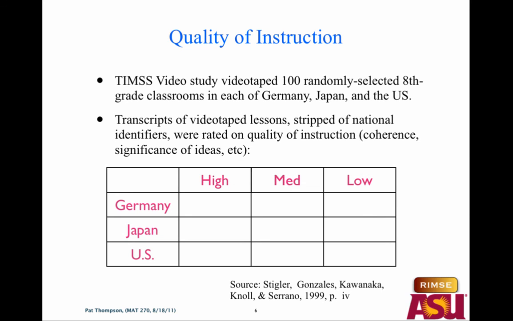And they came up with a comparison of what was called high quality instruction, medium quality instruction, and low quality instruction for the 3 countries. Okay, so in Germany, the results were about a third each. A third of the time spent in the classroom was high quality instruction, a third medium quality, a third low quality. Japan was better. They were much more heavy on the high and medium side of quality of instruction and less time spent in class that was low quality instruction.